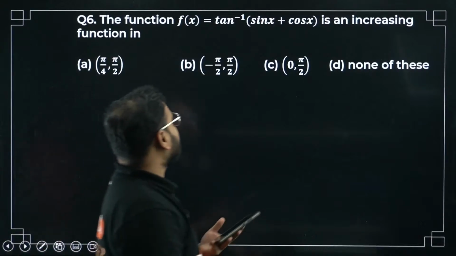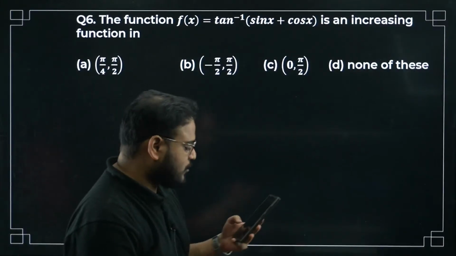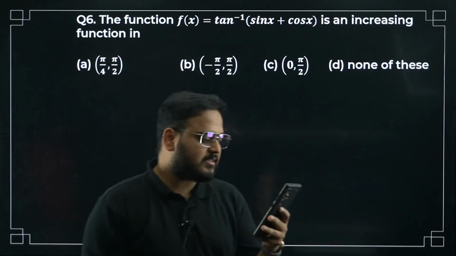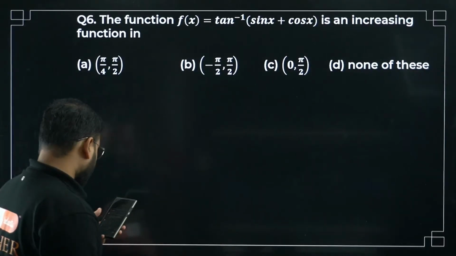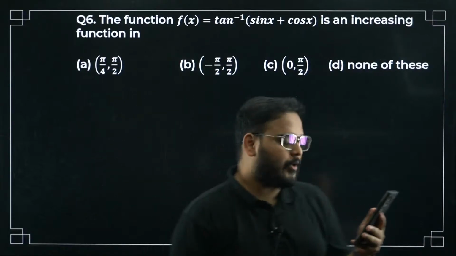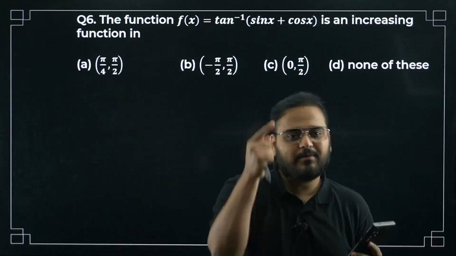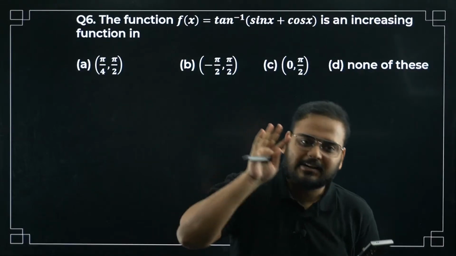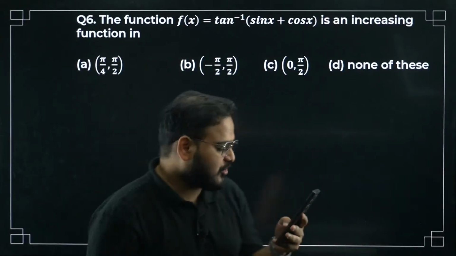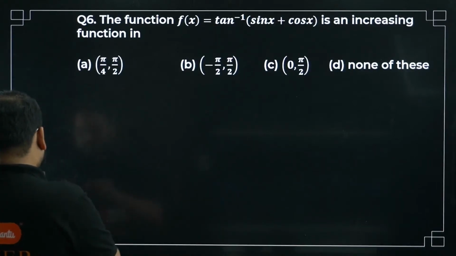The function f(x) equals tan inverse of (sin x plus cos x). Who's solving this question? All of you, try. Question number 6. Very good. I want the answer to be right, and you all gave me the correct answer. I know it took time. Even I took time to explain it to you, but it was worth it. All of you agree?